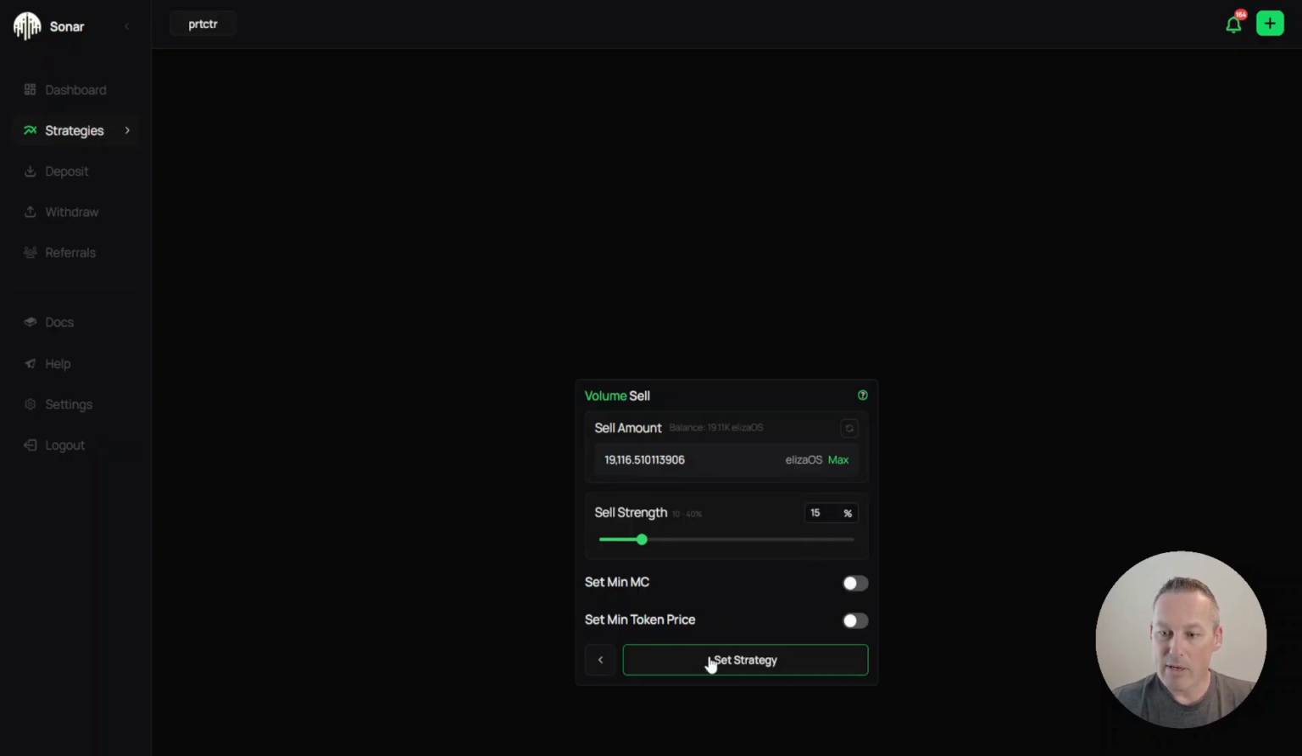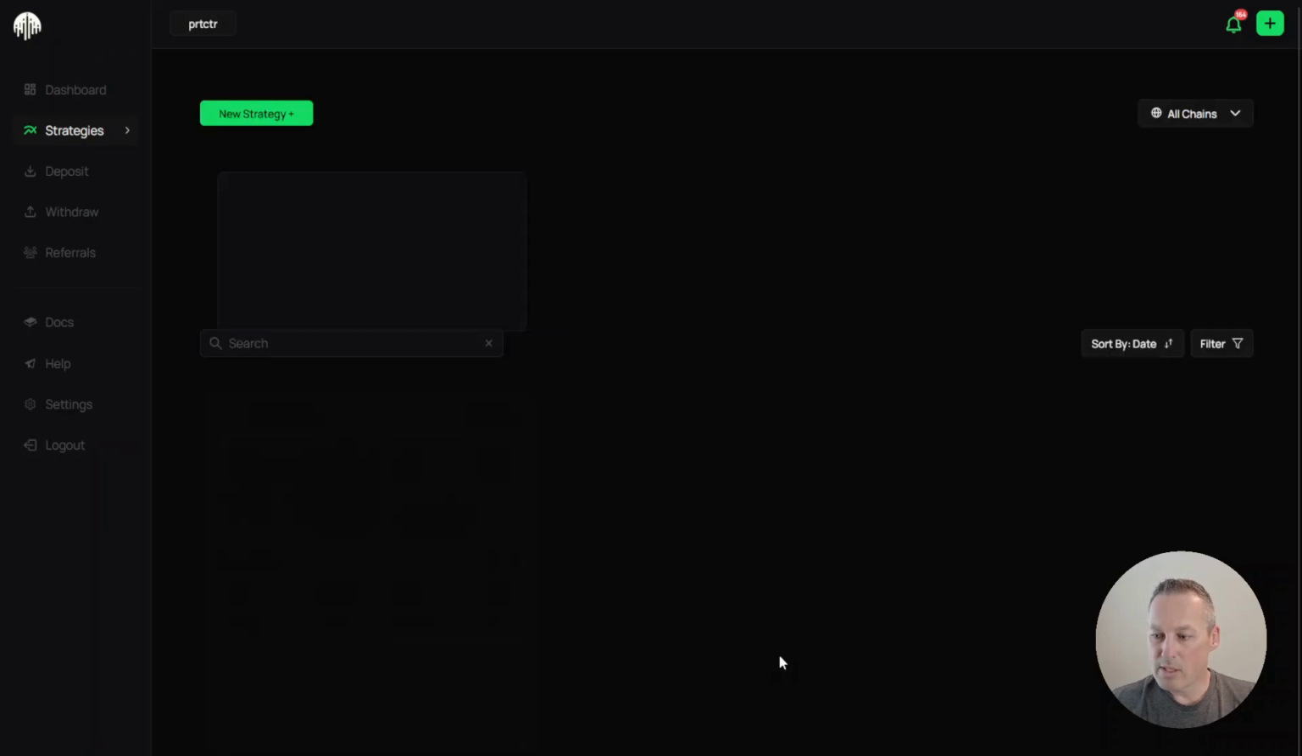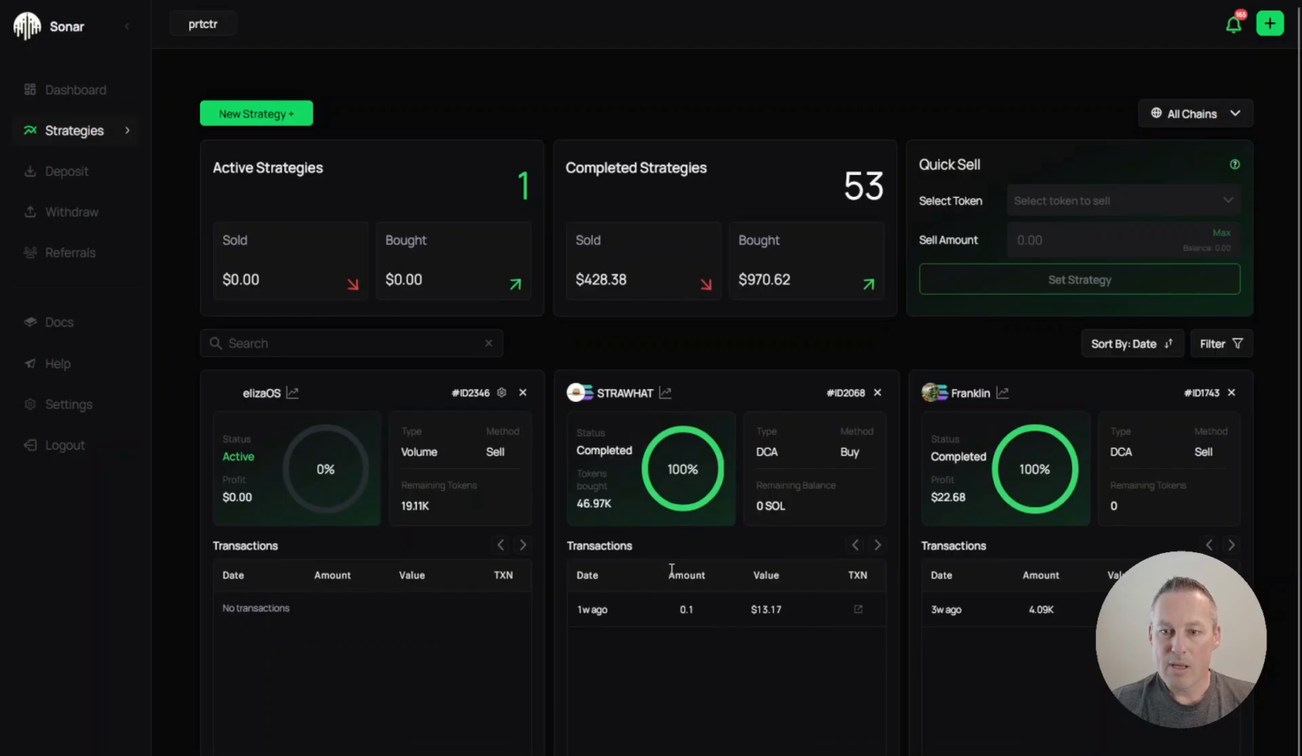So here we have it. I'm not going to set a market cap or any other thresholds. I just want to say, hey, listen, I want to sell these tokens based on volume, and the percentage I'm going to set is 15%. So this is what it's going to look like. Now my strategy is active. You can see these ones over here are already completed, previous strategies, and this is just going to run. So when the volume comes in, it's just going to execute based on the parameters that I have set.